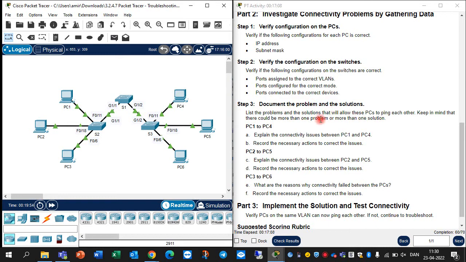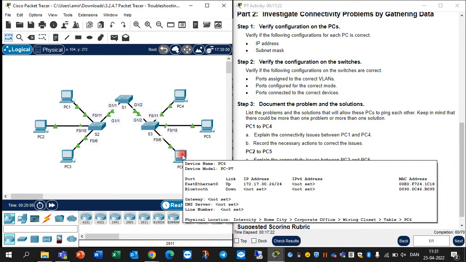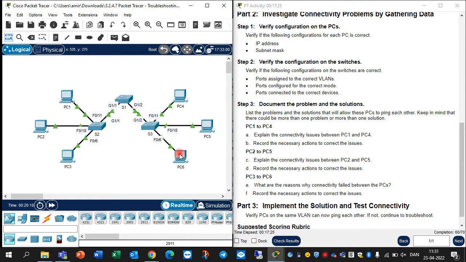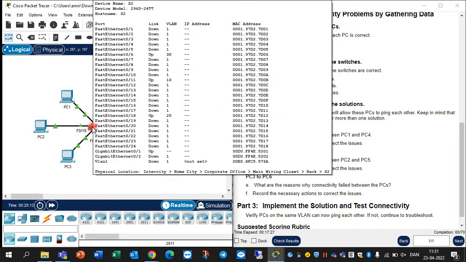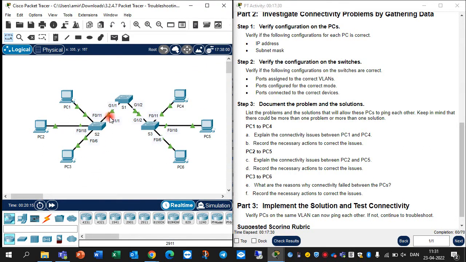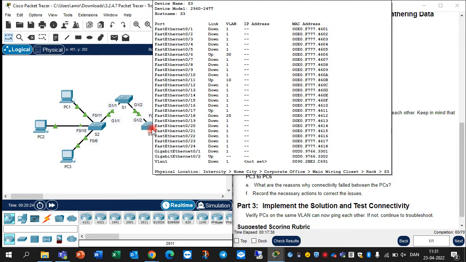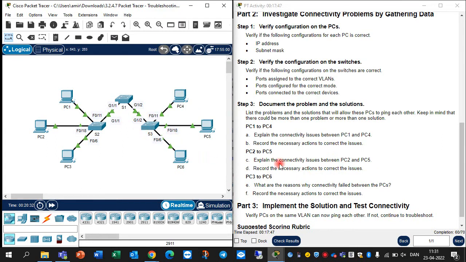Okay, and document the problem and solution. Yes, we have seen all of the problems here. For example, PC6 needed an IP address, and now it is correct. And also in S2, we don't have any trunk mode under this interface, and in switch 1 and switch 3, some of the interfaces were fixed or configured wrong.